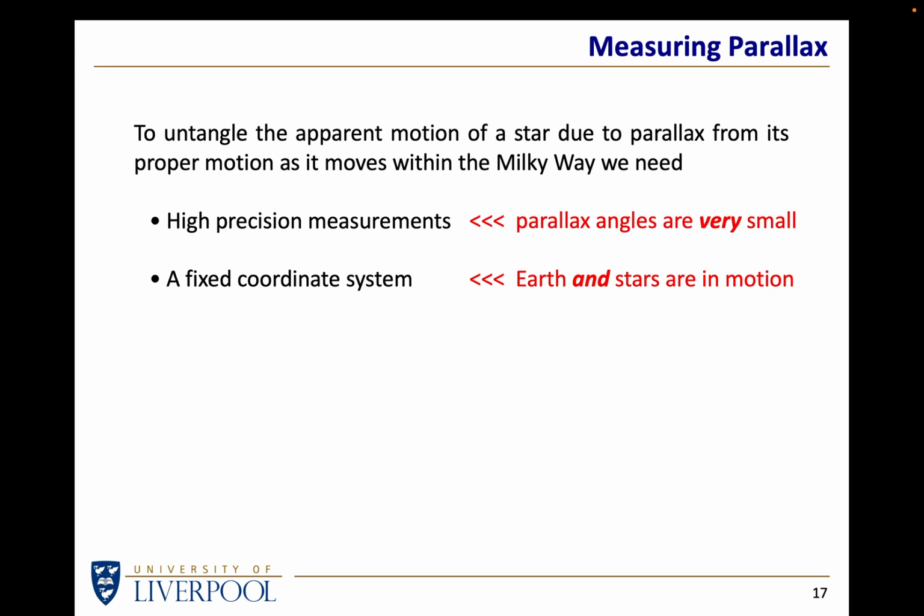Remember, no star has got a parallax angle as big as 1 arc second. At distances of hundreds of light years, the parallax angles we're talking about are going to be a tiny fraction of 1 arc second. And we need a fixed coordinate system so we can make sense of the apparent motion because of the motion of the Earth around the Sun and the actual motion of the stars themselves.